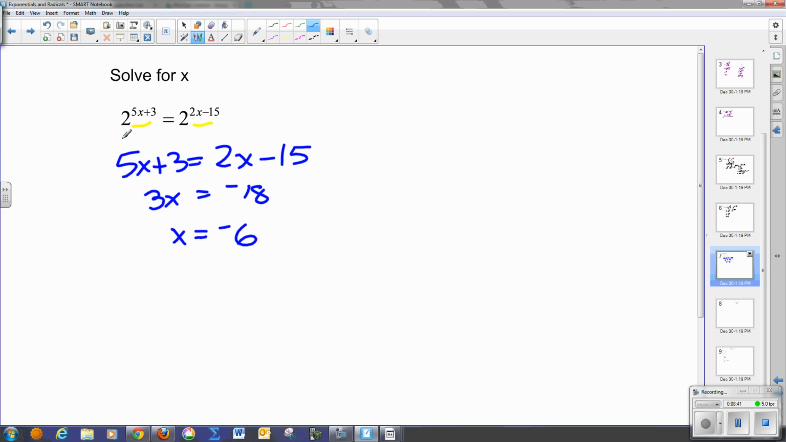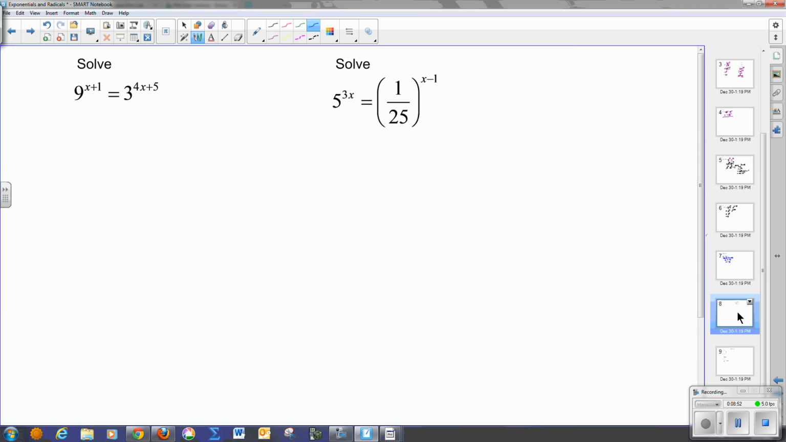And once again, the only reason we can do this is because our bases were the same. Thus, we can say the powers are equal. And the fact that there's only one term on the left side and one term on the right side. So let's take a look at some similar examples.